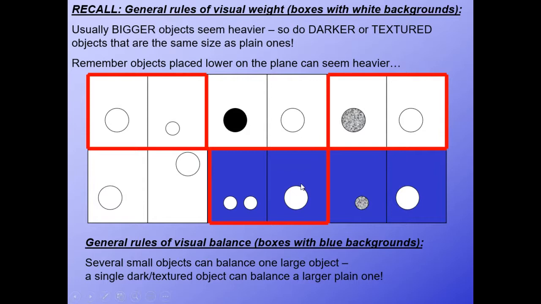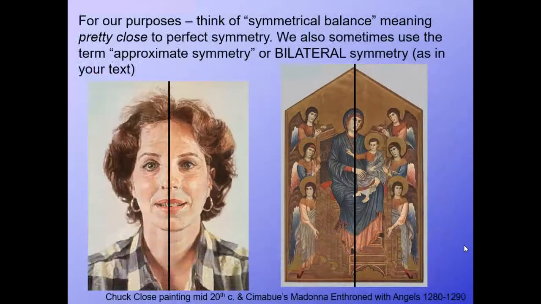But we talked about this concept a lot, the idea of balance, that a couple small things could balance a large thing, or that one smaller, darker thing could balance a larger one. These are the kind of issues we want to think about with visual weight that help us to create this sense of balance in our artwork.